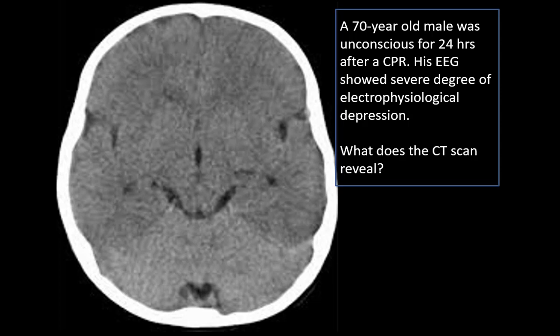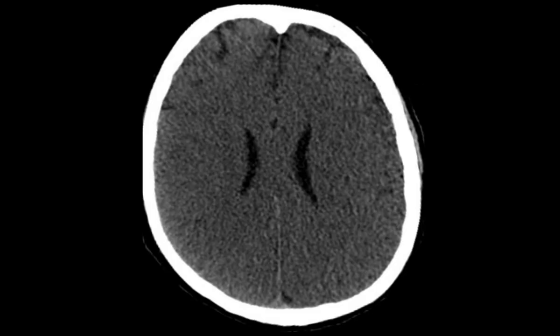A 70-year-old male was unconscious for 24 hours after a CPR. His EEG showed a severe degree of electrophysiological depression. What does this CT reveal? Yeah, there is loss of sulci and gyri, and loss of gray-white differentiation. So this is cerebral edema.